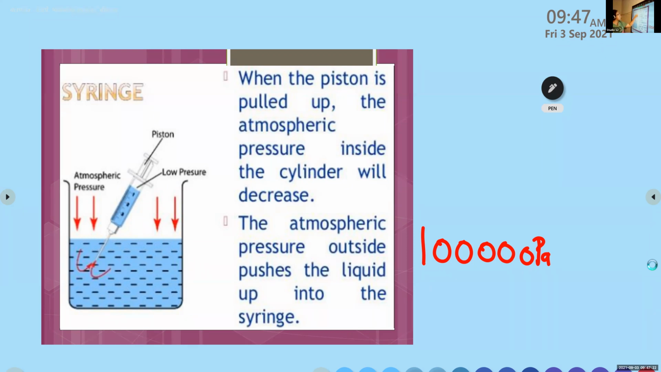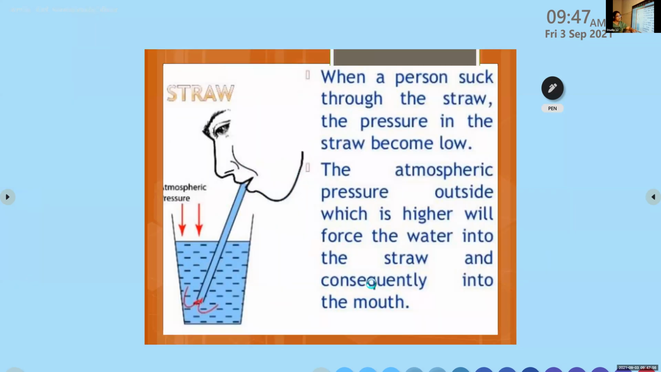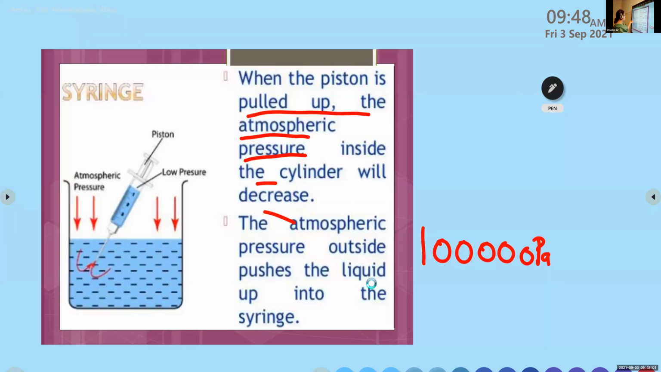That is the principle. When the piston is pulled up, the atmospheric pressure inside the cylinder will decrease. Atmospheric pressure inside the cylinder means, before filling the medicine, what does the syringe have? Only air inside it. So inside the syringe, there is atmospheric pressure. Once the piston is pulled up, what happens? This pressure reduces, or air escapes from it. Then what will happen? The atmospheric pressure outside the syringe becomes more than the inside pressure. As a result, what will happen? The medicine will get inside the syringe.